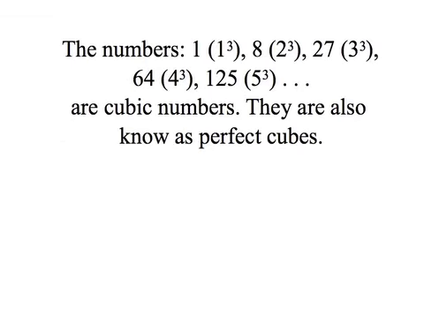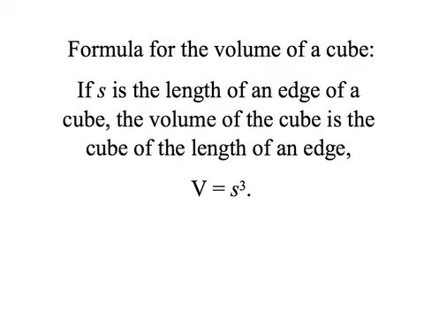The numbers 1, 8, 27, 64, 125, and so on are cubic numbers. They are also known as perfect cubes. Formula for the volume of a cube: if S is the length of an edge of a cube, the volume of the cube is the cube of the length of the edge. Or we say volume equals S cubed.